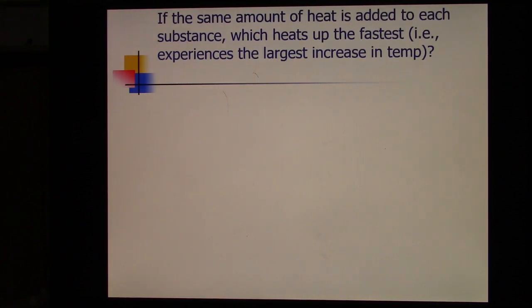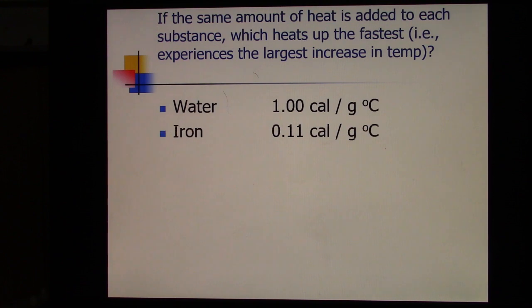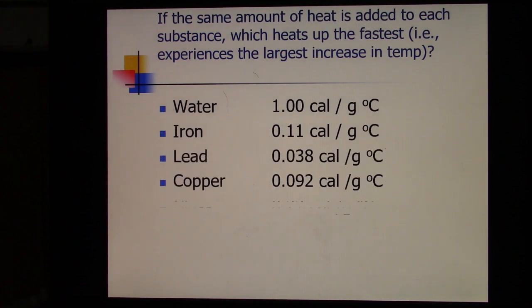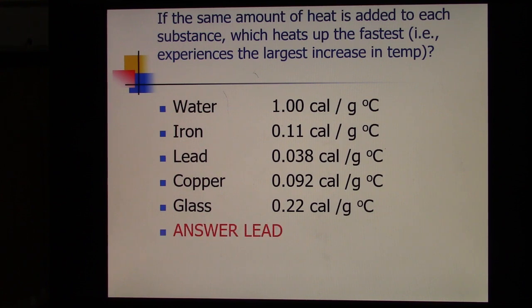All right, here's another question. If the same amount of heat is added to each substance, which heats up the fastest? Which experiences the largest increase in temperature? Okay, so which heats up the fastest? If you picked lead, that's correct.